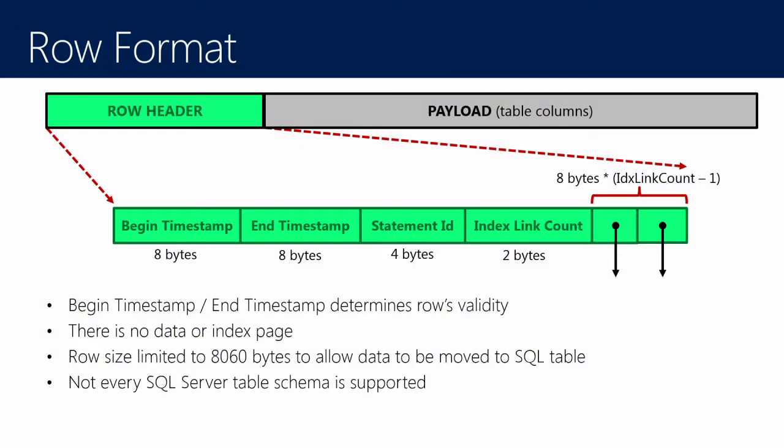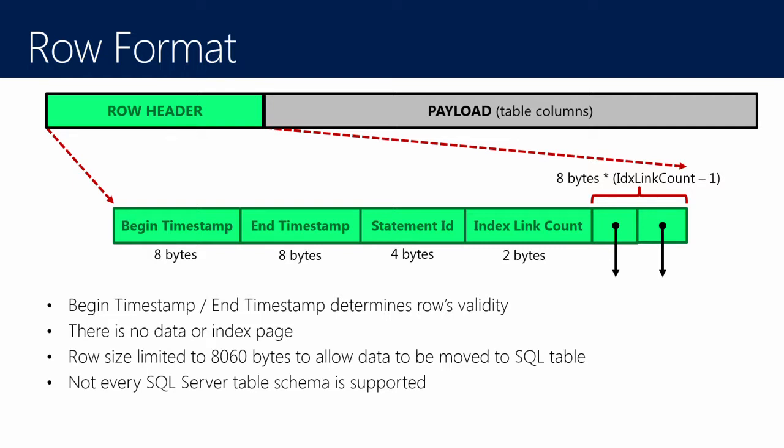So this is just a graphical representation of the row format. So again, I'm not going to spend too much time here, but it's quite simple. So you've got a row header, and then you've got the payload, the actual data, there. And the row header, as you can see, is quite simple. You've got the begin timestamp, you've got the end timestamp. So that's the temporal information for when this particular row is valid. Because what we're doing, as I might have mentioned, I hope, is that we're using optimistic locking.